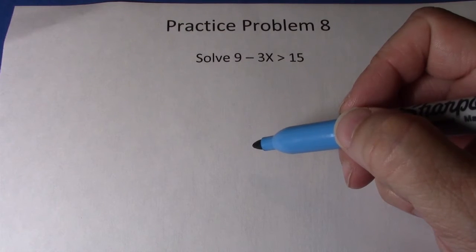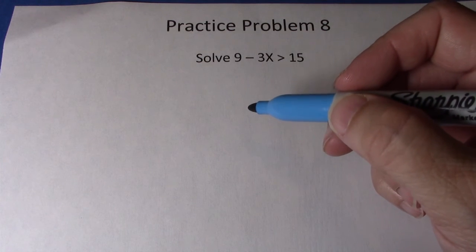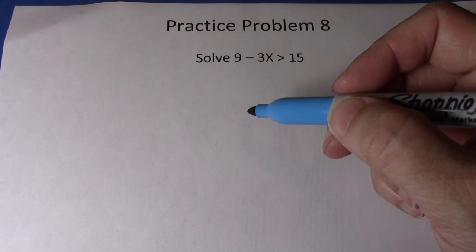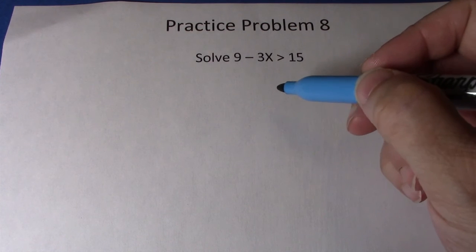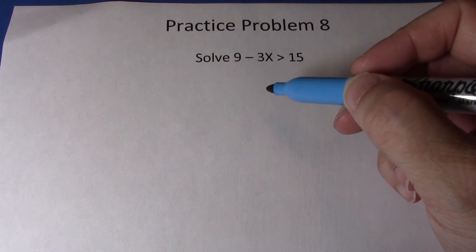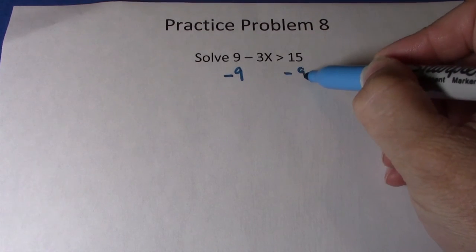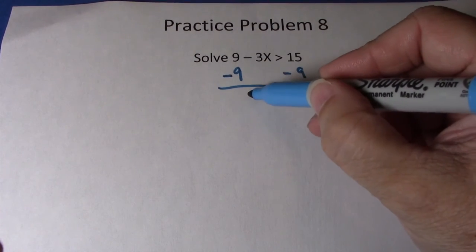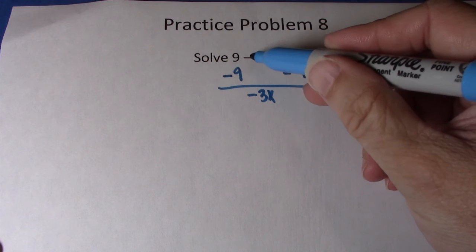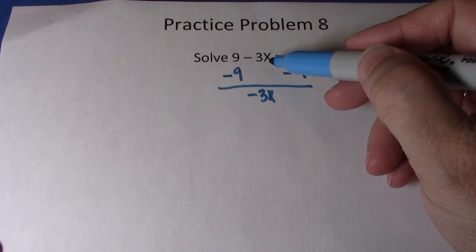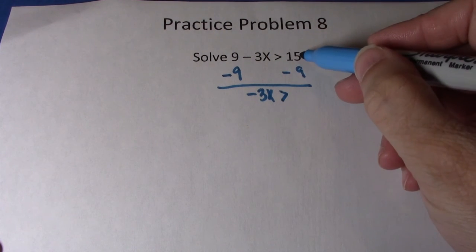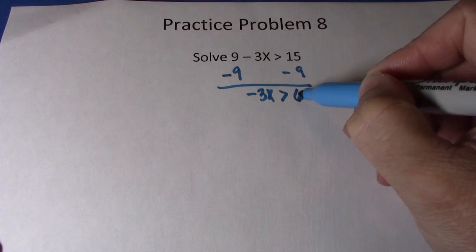Problem 8 asks us to solve 9 minus 3x is greater than 15. Well, let's start by getting the x part by itself on this side of the inequality. That means we'd like to subtract the 9 from both sides. Don't forget to bring down the negative sign. That comes with the negative 3x, greater than 15 minus 9 is 6.